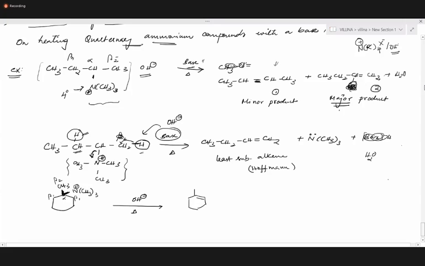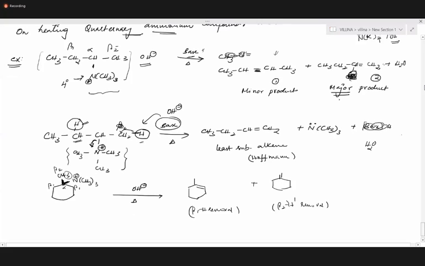Yes or no? And if the elimination happens from beta 2, so beta 2 hydrogen removal, the product will look something like this. Beta 2 is this one. So double bond, methylidene cyclohexane.